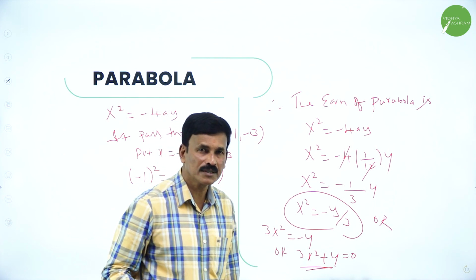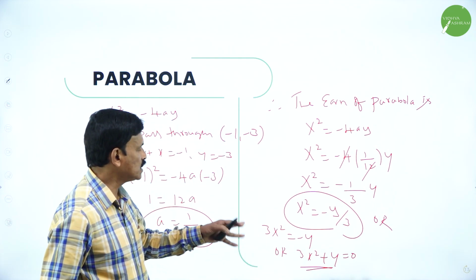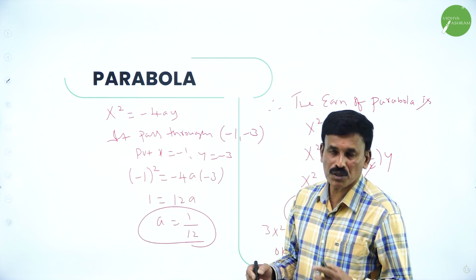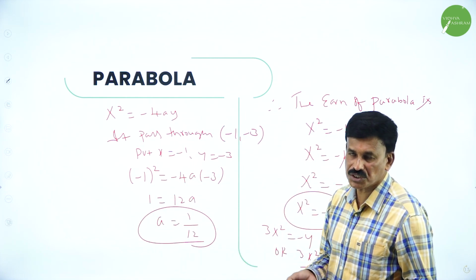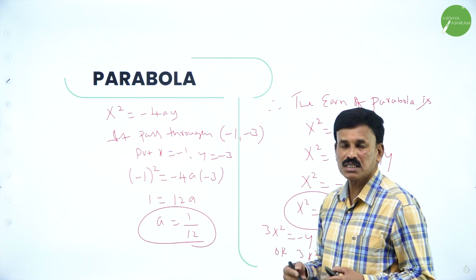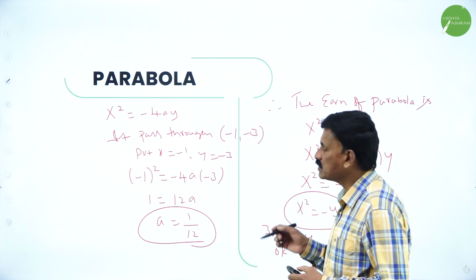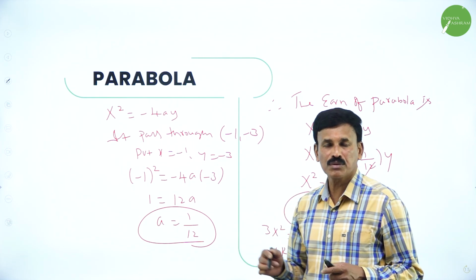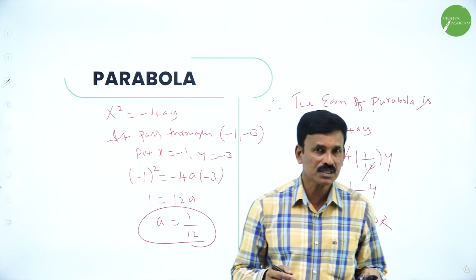Hope you followed. Okay. So the equation of the parabola is 3x square plus y is equal to 0. This is how we are going to solve the problems depending upon the given condition. Vertex, axis, symmetric about x-axis, y-axis, focus, latus rectum. So based on the given point, we are going to solve the problems, right? Hope you followed. All these type of problems are very important for the point of examination.